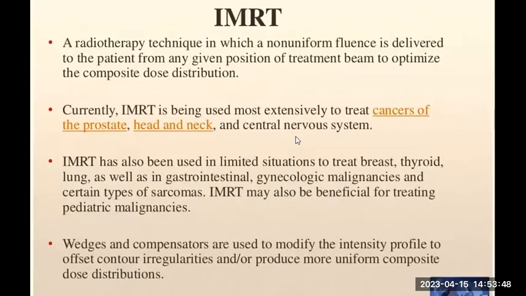This is extensively used in the treatment of prostate cancers, head and neck tumors, and CNS. In the central nervous system there can also be clots and bulges in the nerve, which can be treated. Apart from that, in gynecological malignancies, thyroid, lung, and breast cancer, IMRT plays a vital role. This intensity can be modulated by using wedges and compensators.